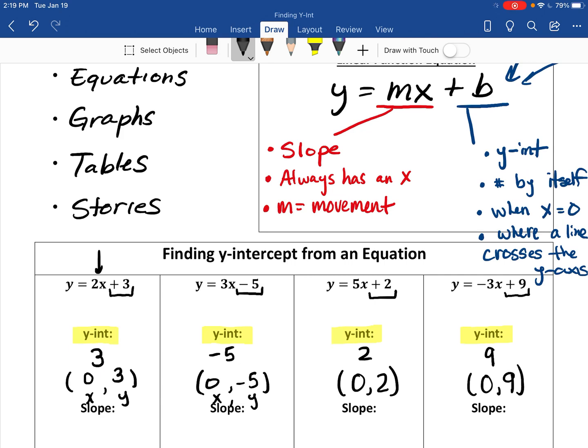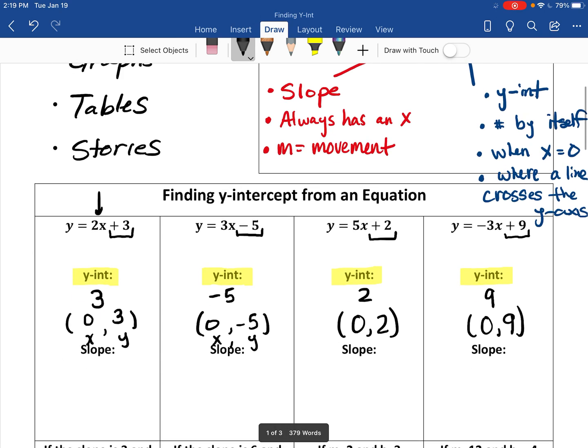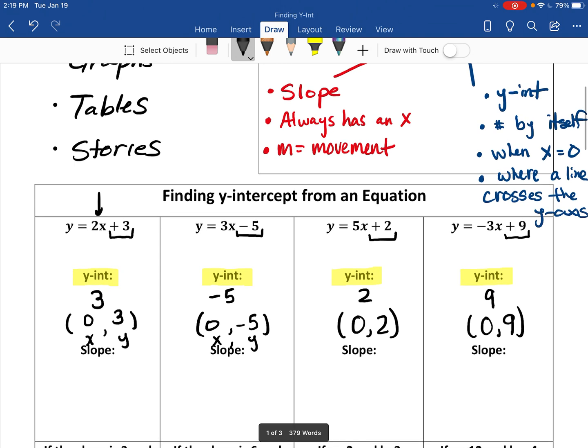So it's pretty straightforward for finding the y-intercept from an equation. It's the number by itself, usually at the end if it's written in slope-intercept form.